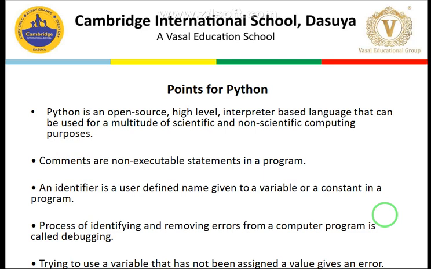So students, before moving into the details of list, let's revise the main points of Python. Python is an open source high level language. It is interpreter based, not compiler based. Comments are a very important part, used for documentation. Identifiers are the basic building blocks in a programming language. Then, what are the rules for naming variables? The process of identifying and removing errors is debugging. Trying to use a variable that has not been assigned a value will fall under the category of an error.